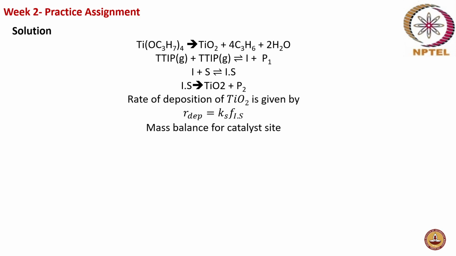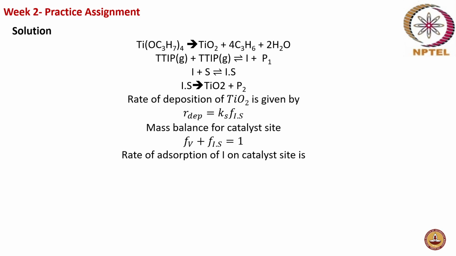There are some sites occupied, so there will be some other sites that are vacant, right? So the mass balance for the catalyst site will look like this: the fraction of vacant sites plus the fraction of sites occupied by the intermediate I is equal to 1. Why 1 instead of total sites? Since it is in fractions, the total will be 1 since it's a balance equation. So you just keep that aside.